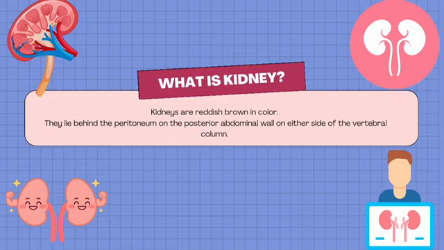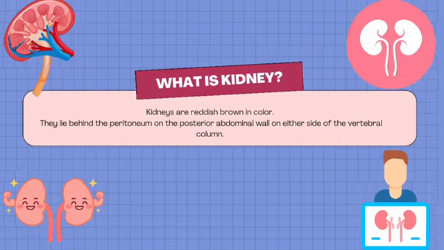So basically the right kidney lies slightly lower than the left due to the large size of the right lobe of the liver. The upper border of the right kidney is at the level of the 11th intercostal space, while the left kidney is at the level of the 11th rib.